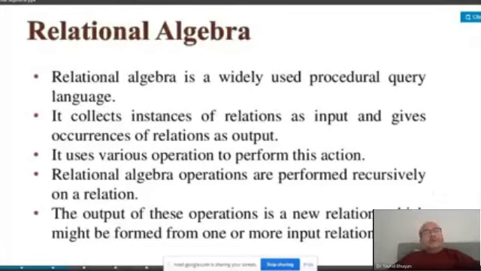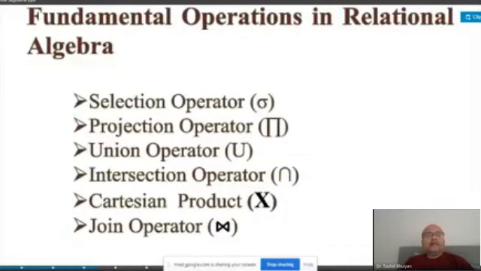Okay, relational algebra is widely used as a procedural query language. Remember, relational algebra itself is not the command. It helps us understand what is happening inside an SQL command. And for relational algebra, we are using sigma, pi, union, intersection, Cartesian product, and join.